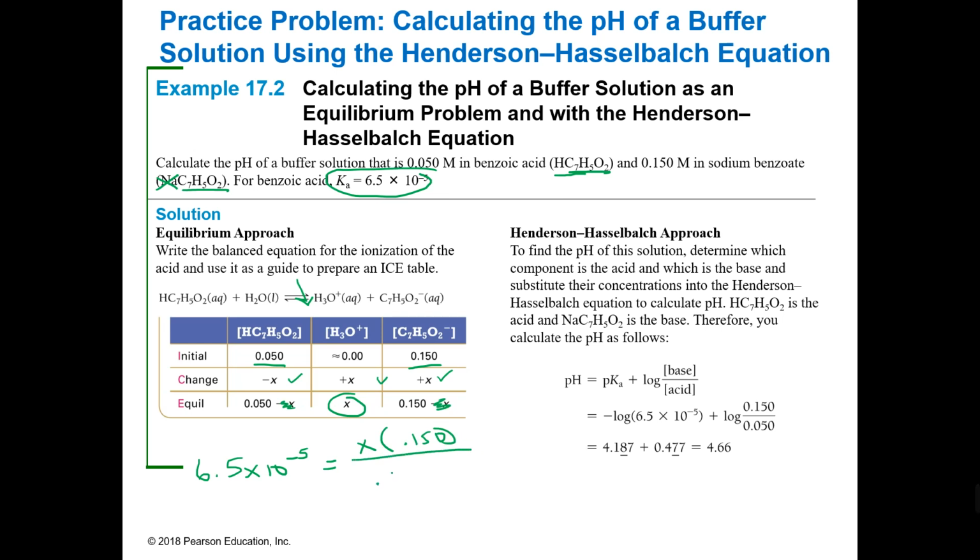Whole thing divided by 0.050. Okay, now if we do that math, we're going to get X is equal to 2.2 times 10 to the minus 5. Okay, so we take the negative log of that. And I get 4.66.